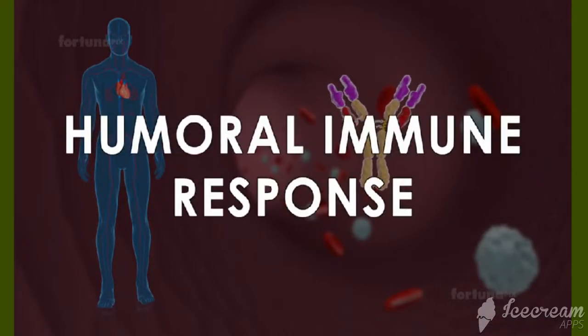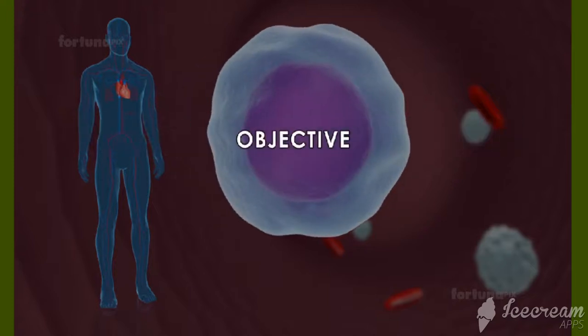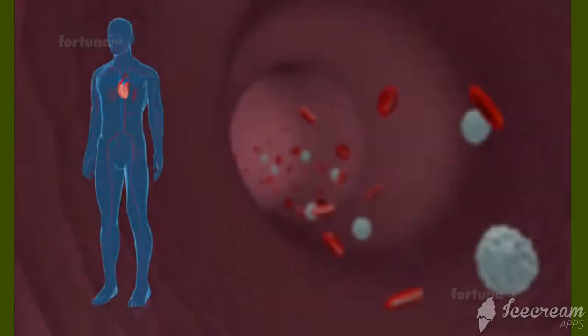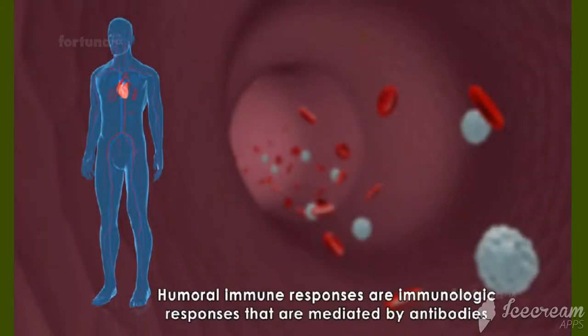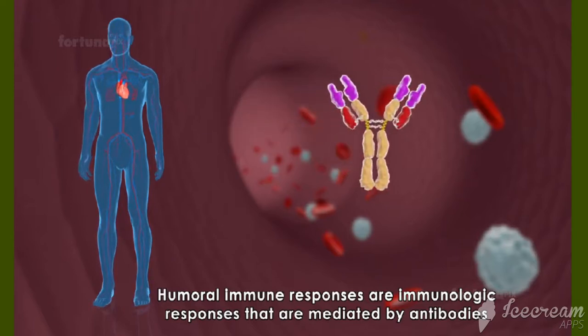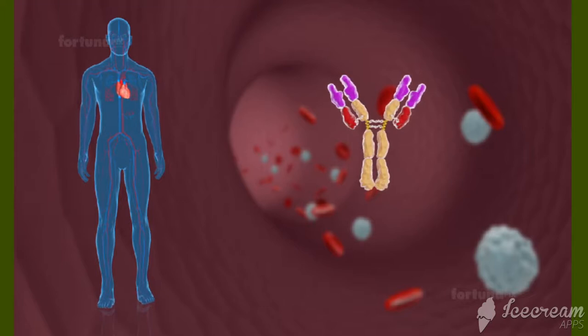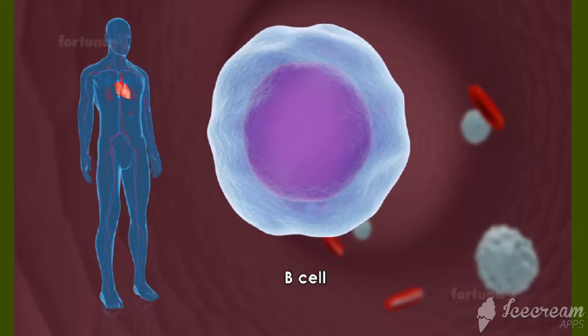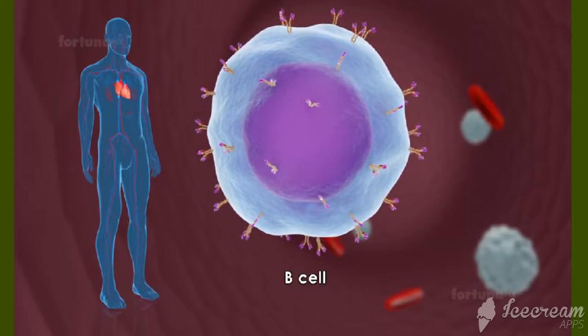Humoral immune response. Objective: to learn the mechanism of the humoral immune response. Humoral immune responses are immunological responses that are mediated by antibodies. During these responses, the immune system will trigger specific B cells to proliferate and secrete large amounts of specific antibodies to combat the pathogens.